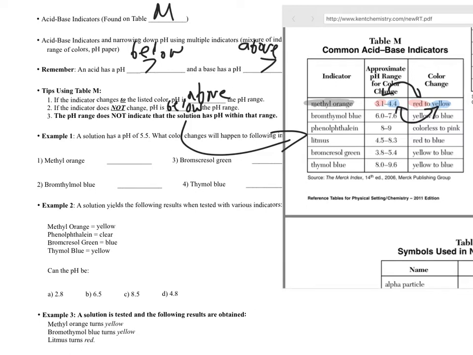So it's kind of like in order. Red is on the left, blue is on the right. So like 3.1 corresponds to the color red, 4.4 corresponds to the color yellow. So if the indicator changes to the listed color, as in if the indicator changes into yellow, that means that the pH is higher than methyl orange's range. If it doesn't change, that means it's below this pH range, as in lower than 3.1.